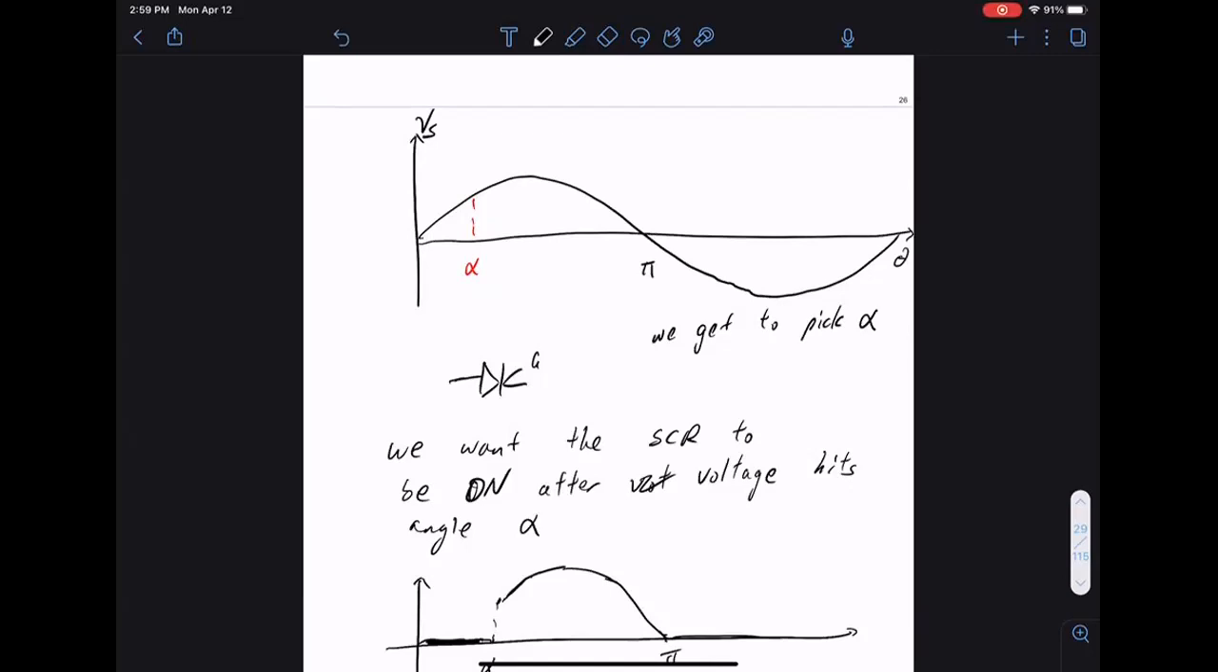And you could realize this using a bipolar transistor switch. But this has the benefit that you only apply one pulse. Once it's on, it stays on. It's like a diode. You don't need to continuously apply a base current for this to be on.